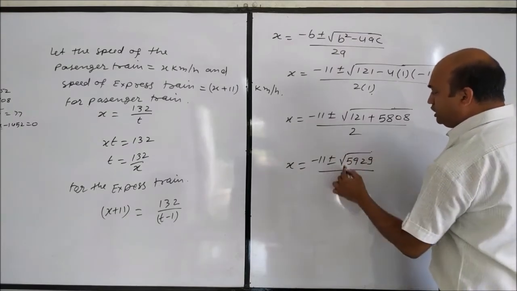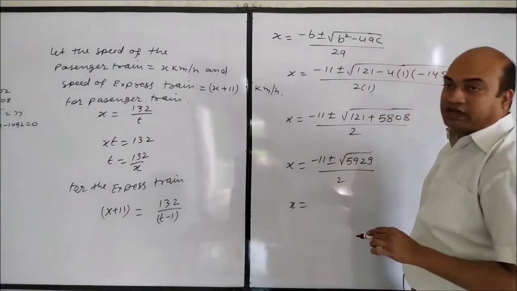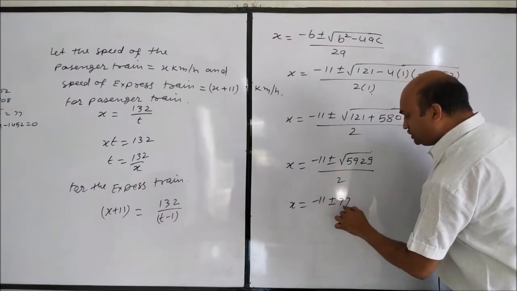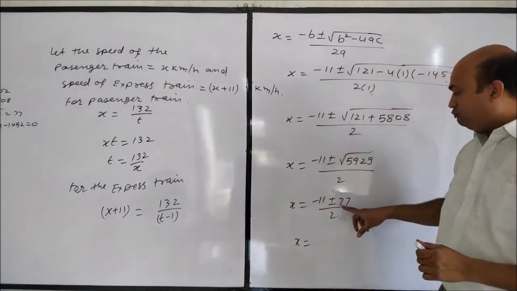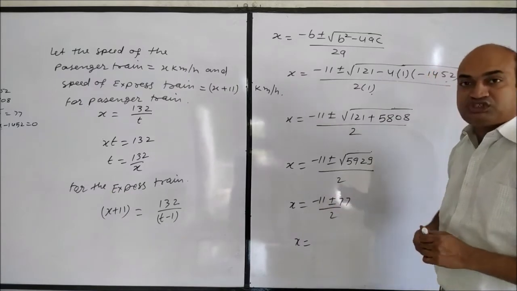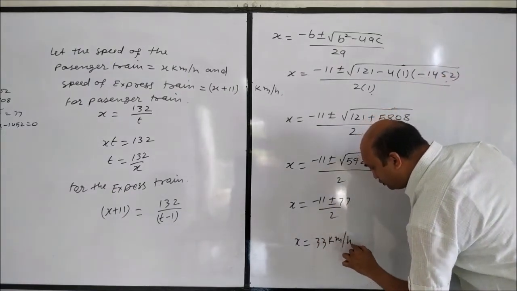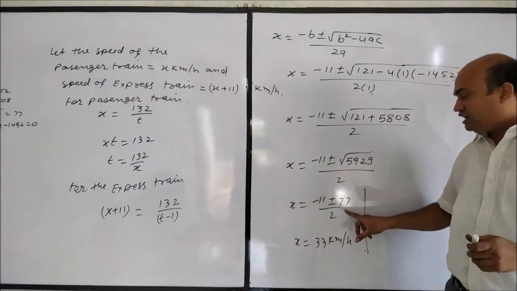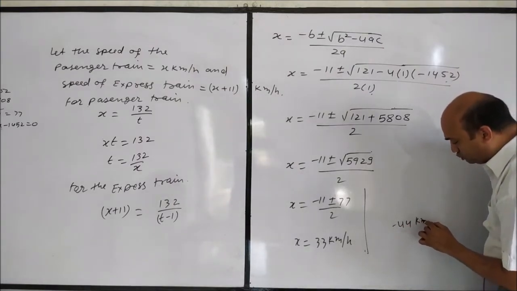5929 by 2. Now we will find the square root of 5929. We will get it as 77 by 2. So if we take here positive sign, then 77 minus 11 will be 66 by 2, 33 kilometer per hour. And when we take negative sign, it will be 88 by 2, that is 44 negative kilometer per hour.